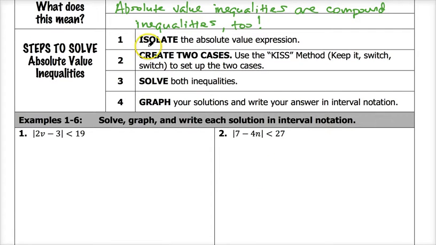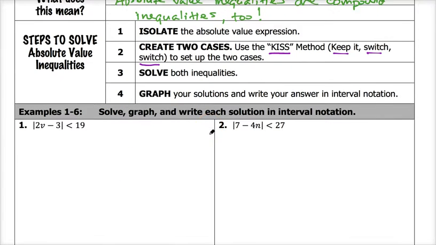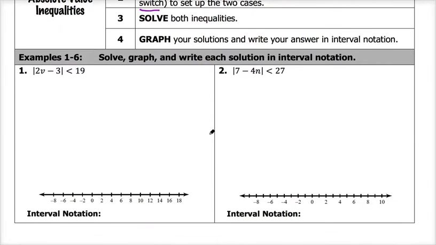Step 1, just like equations, we isolate the absolute value expression first. Our second step is to create 2 cases, just like equations. We're going to use what I call the KISS method to do that, and that stands for keep it, switch, switch, and I'll explain what that means here in the first example. After that, you solve both of your inequalities, and then we graph on the number line and put our answer in the interval notation we know how to do.